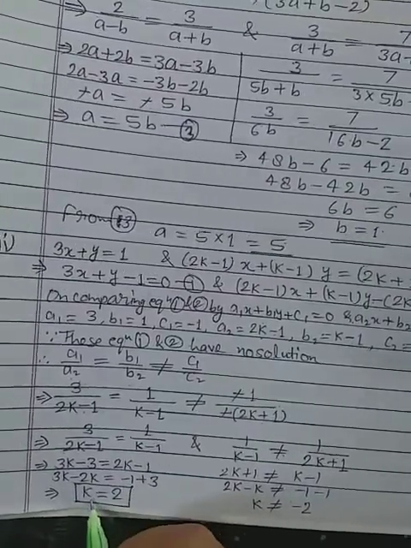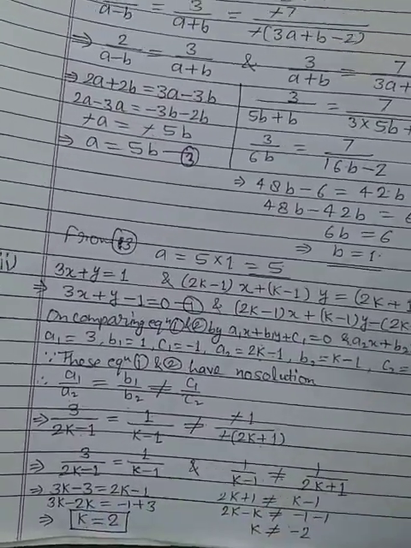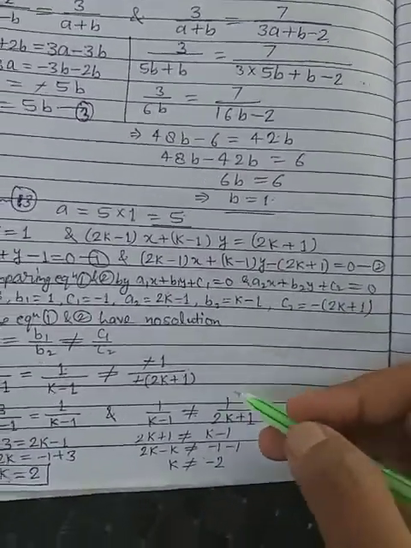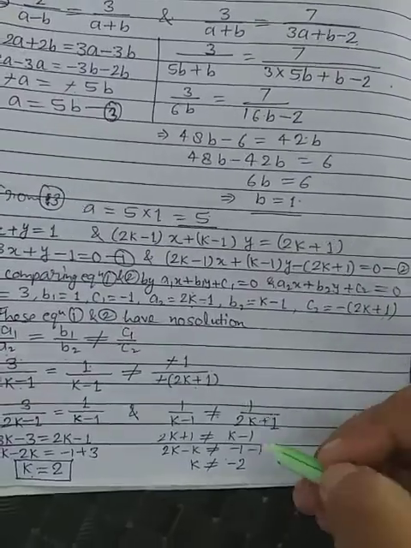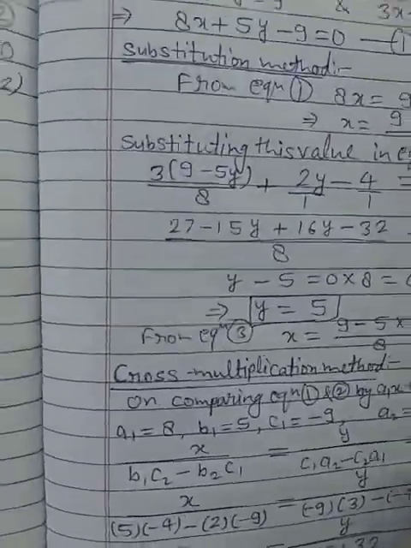So 3k minus 2k is k, and 3 minus 1 is 2, so k equals 2. Here, if we solve the second part, but there is no need to solve this, 1 upon k minus 1 we already solved here, k is not equal to minus 2. Now move to the third question.